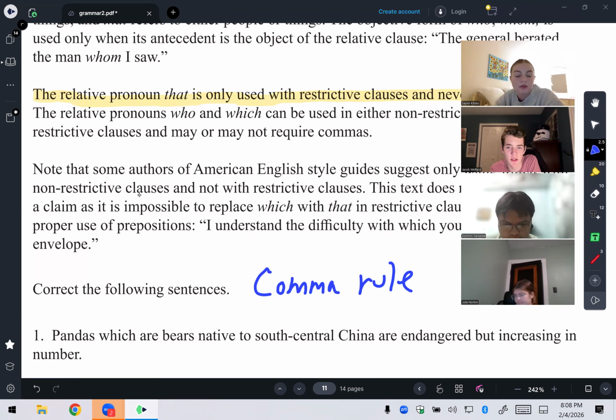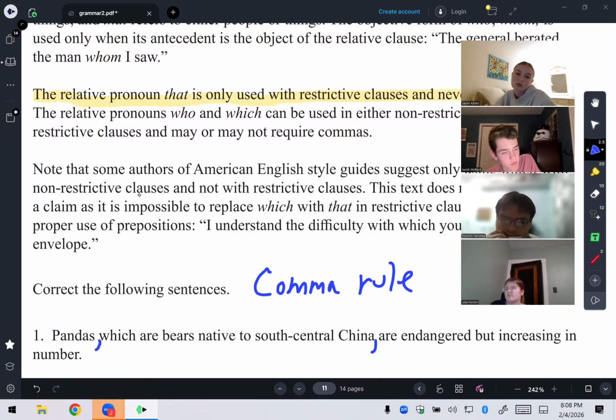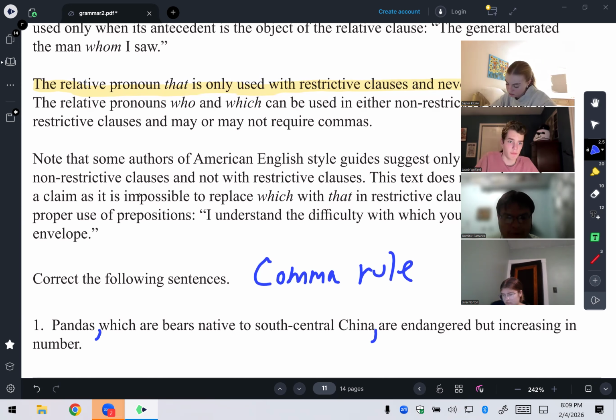It's a which clause, isn't it? Yeah, yeah, it is. So I could try taking it out. Have I lost meaning? No. So we need commas. Pandas, which are bears native to South Central China, are endangered but increasing in number. So if we can scoop the clause out, we needed the commas. Yeah, that was a non-restrictive clause.